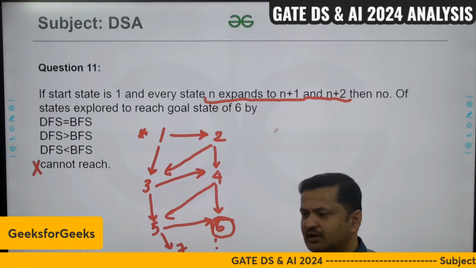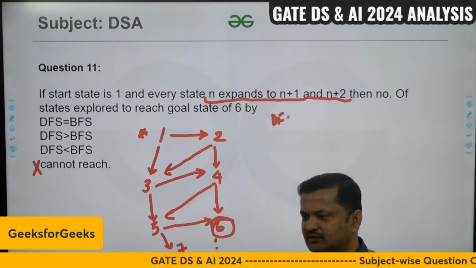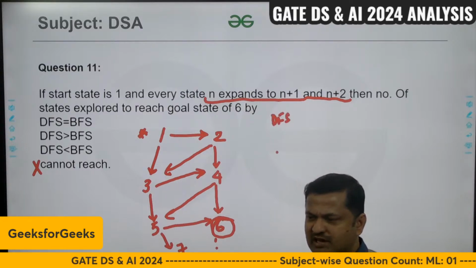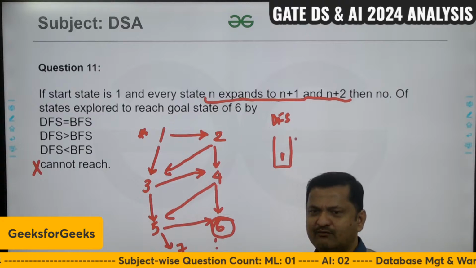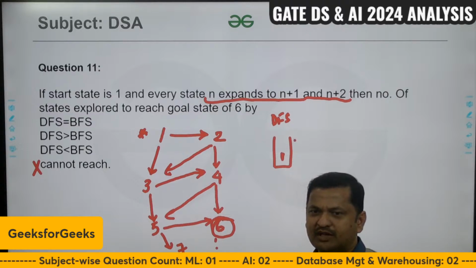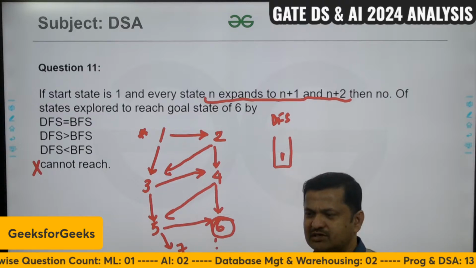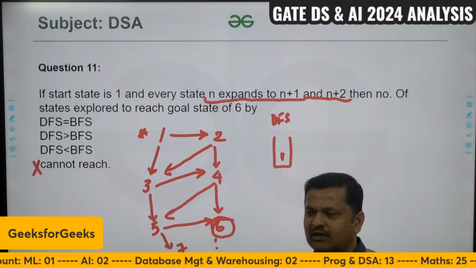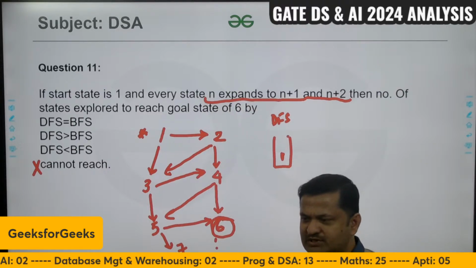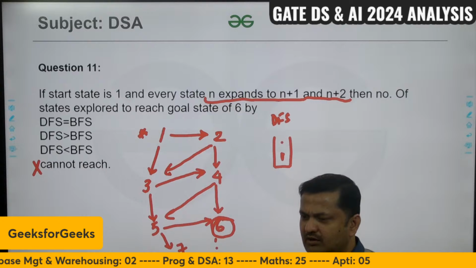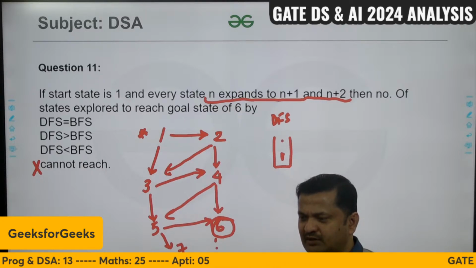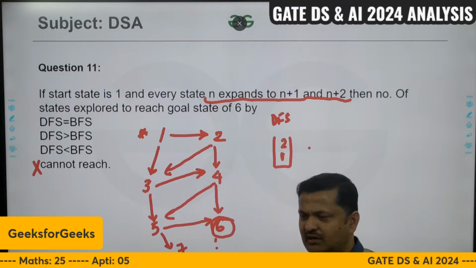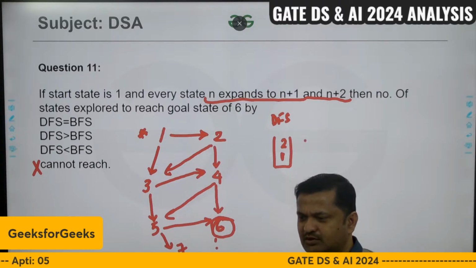So let me first apply the DFS, depth first search. For that, we'll use the stack. I'll insert node 1 over here. Then in the next step, I have to follow one particular path out of all the adjacent nodes. There are two adjacent nodes corresponding to 1, that is 2 and 3. By choice, you can follow either 2 or 3. So I'm just going to take the minimal possibility, I have taken 2 over here.